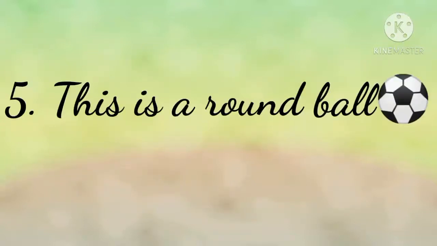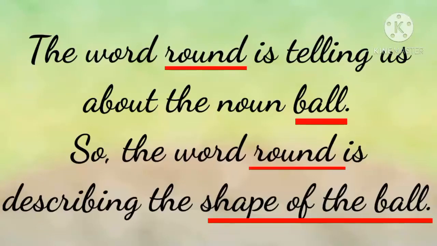The fifth one is, this is a round ball. Now children, the word round is telling us about the noun ball. So, the word round is describing the shape of the ball.